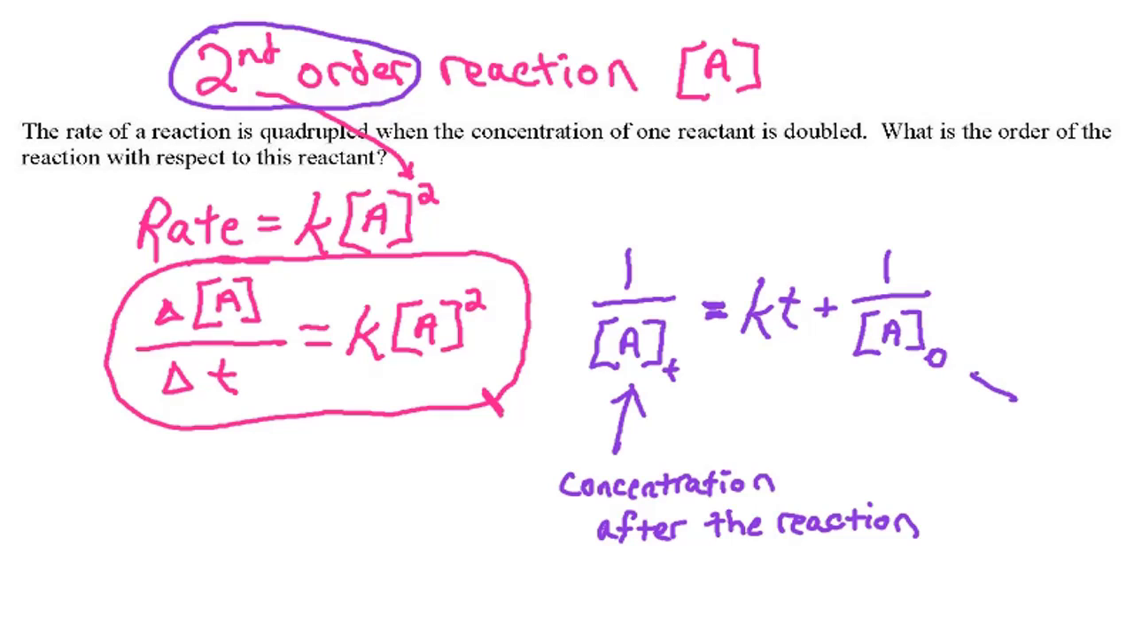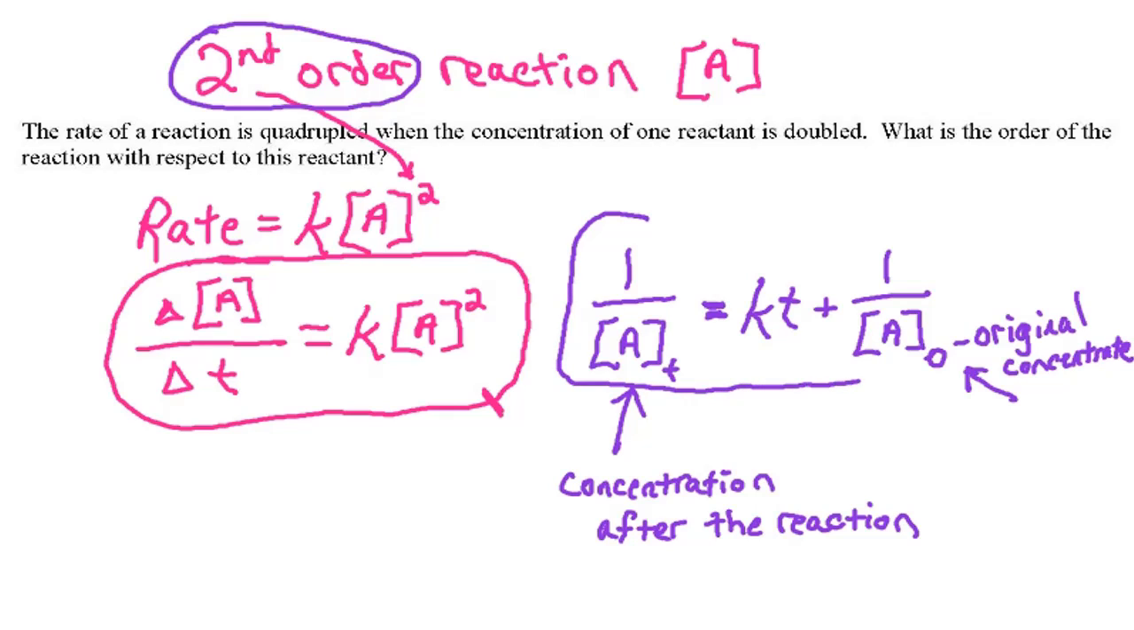Now, do not get this confused with the 0 exponent for zero order. That's totally different. This means the original concentration. That's why it has the O at the end of it in the subscript. So 1 over the concentration of A at t equals kt plus 1 over the original concentration of A. And that's for second order, just for this reaction in this problem.